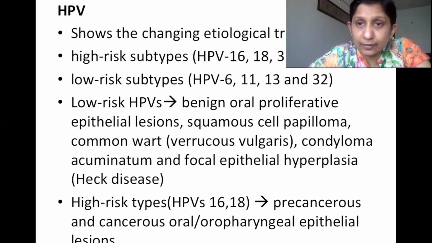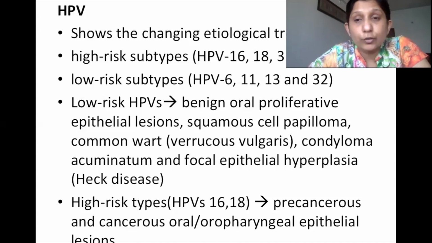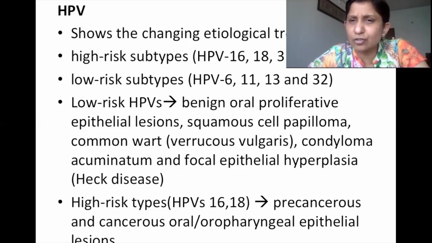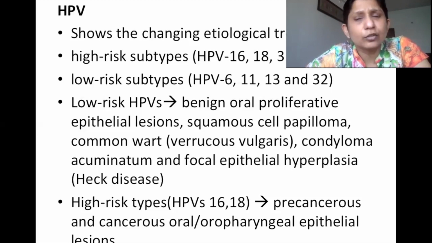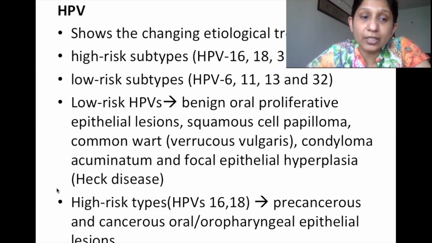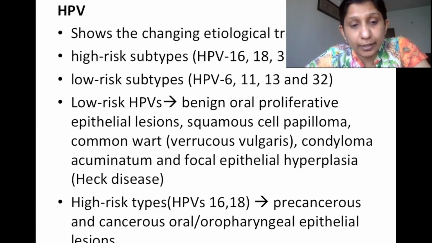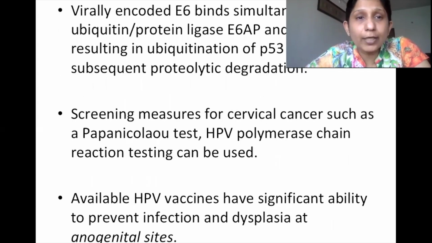Now, the low risk type HPVs can cause lesions like benign oral proliferative epithelial lesions, squamous cell papilloma, common wart. Warts are those small warty projections which you can see on your hands or legs or anywhere with friction. Then condyloma acuminata and Heck's disease. So these are benign lesions which a low risk HPV can cause. But then a high risk HPV can cause oropharyngeal carcinomas or precancerous lesions. All right. So these are showing you the change in etiology in the modern era of oral cancer.